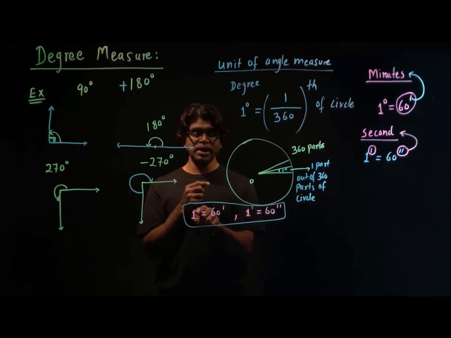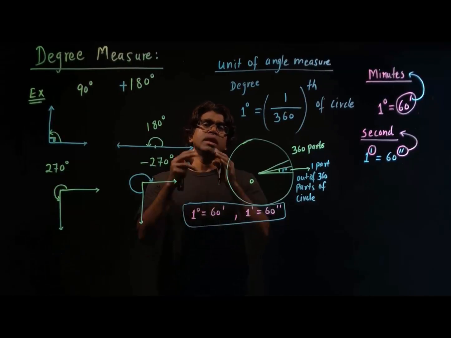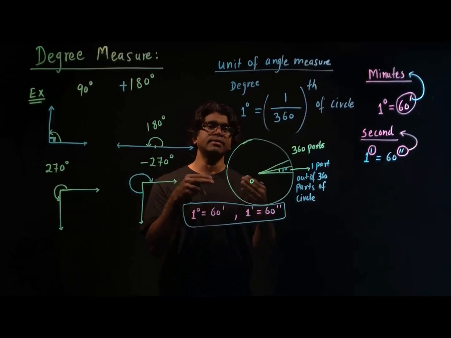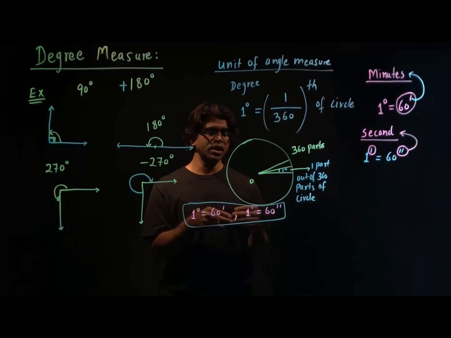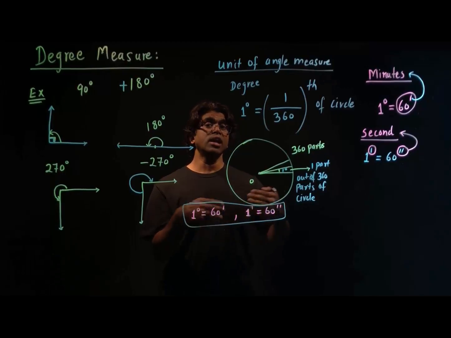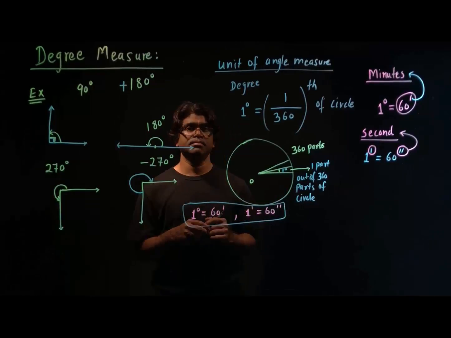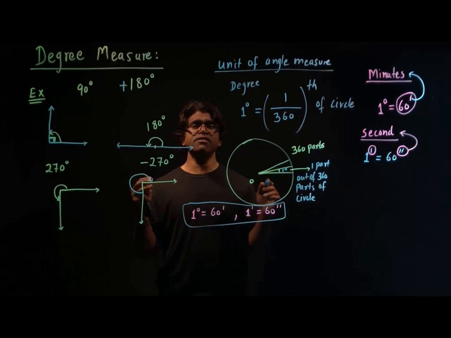So just to summarize, 1 degree is 60 minutes and 1 minute is 60 seconds. This is the symbol right here, the circle. That is the symbol for degree. 1 dash, so if I write a number and I put 1 dash, that is a symbol for minute. And if I write 2 dashes, then it's a second. So basically that is the symbol for second. And this is how we can define the degree measure for any given angle.